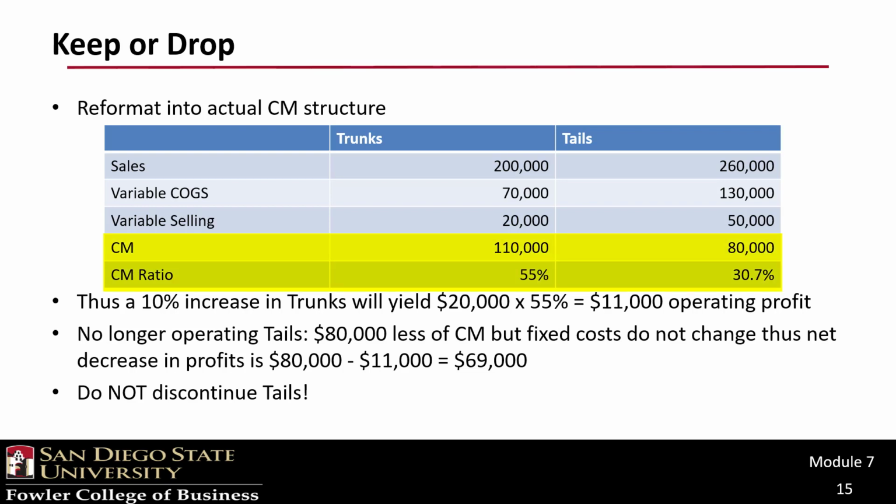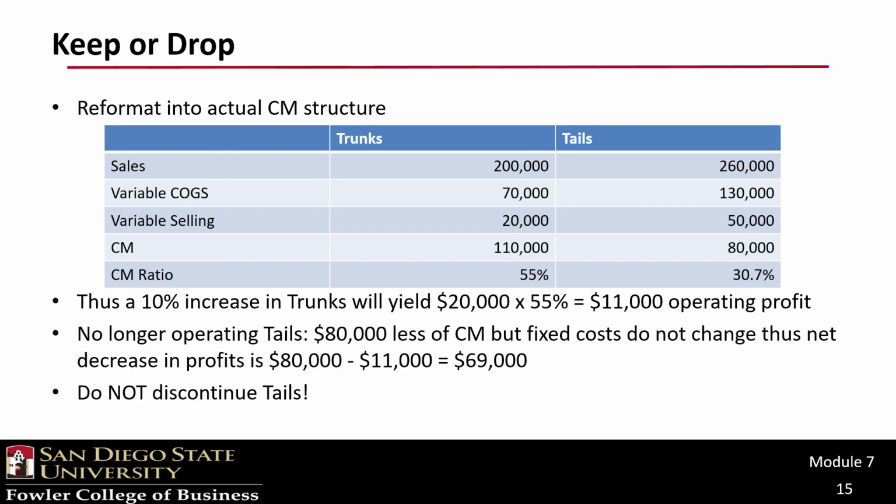So if we redo that, we'll see that the contribution margin for trunks is 110,000, or a contribution margin ratio of 55%. And the contribution margin for tails is 80,000 for a contribution margin ratio of 30.7%. So thus a 10% increase in trunks is going to yield, that's 10% times 200,000 of sales now, times the 55% contribution margin ratio, or that will generate 11,000 more of operating profit.